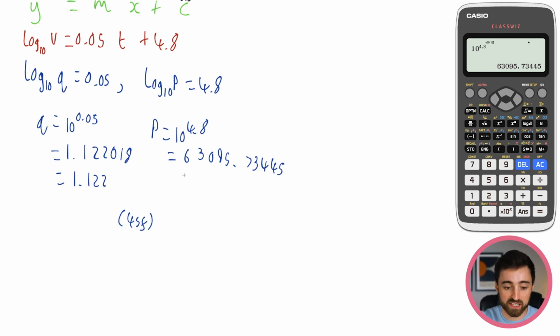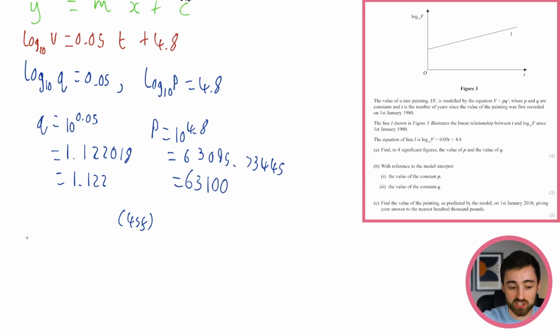And then p to 4 sig fig is going to 1, 2, 3, 4. So that's going to round up to a 10, which would then make that a 1. So it's going to be 63,100. With reference to the model, interpret the value of the constant p and the value of the constant q.